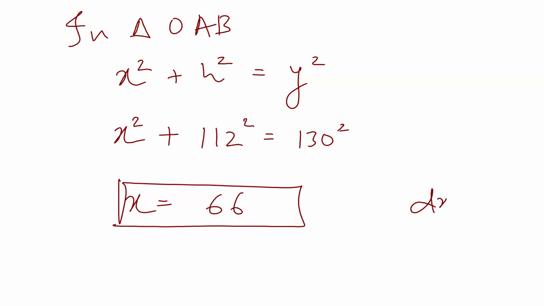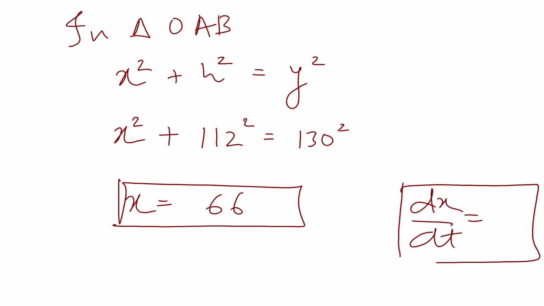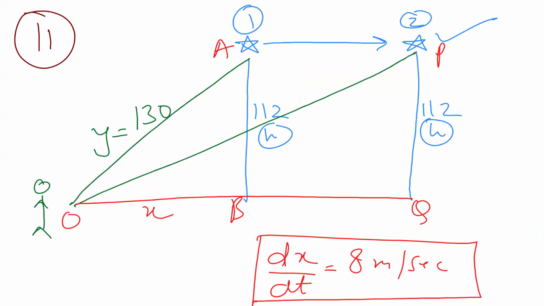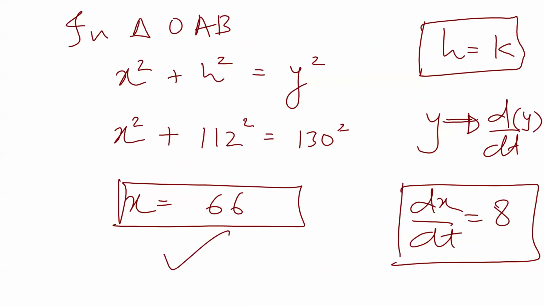Now X is changing, horizontal distance is changing. dx by dt is given to us as 8 meters per second. Height remains constant. It is fixed. It is not changing. Y is also changing, so there is a change in y, dy by dt. So they are asking dy by dt. At what rate is the string out changing? What is the rate of the string out? String out is nothing but the green colored part, which I have explained in the diagram. So y is changing, x is changing, but h is not changing. We got the initial value of x as 66.